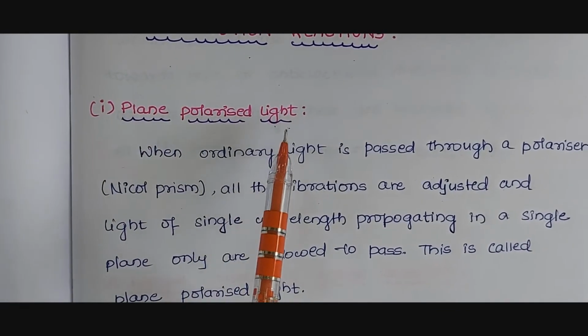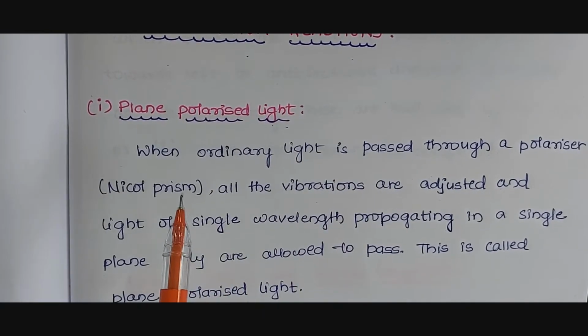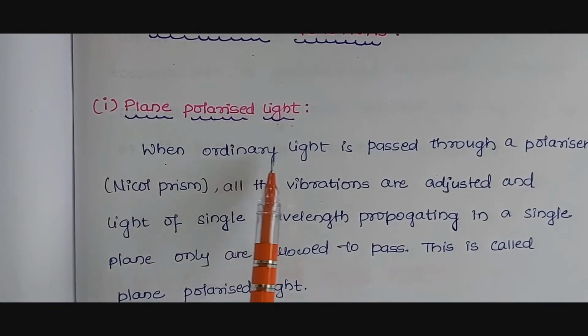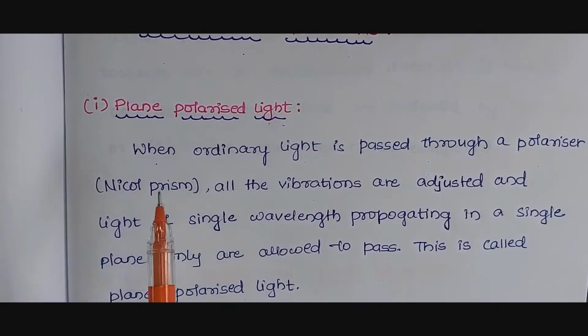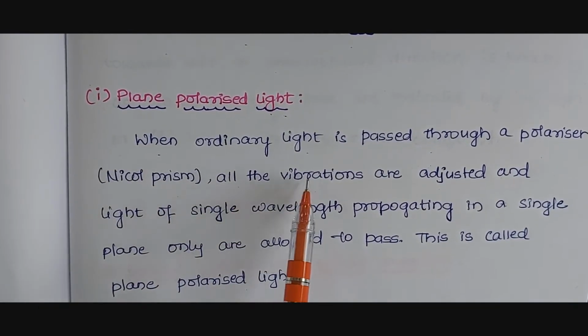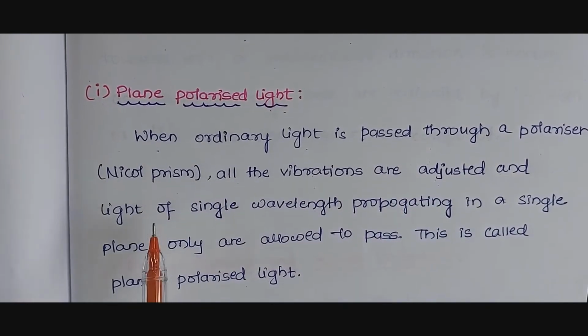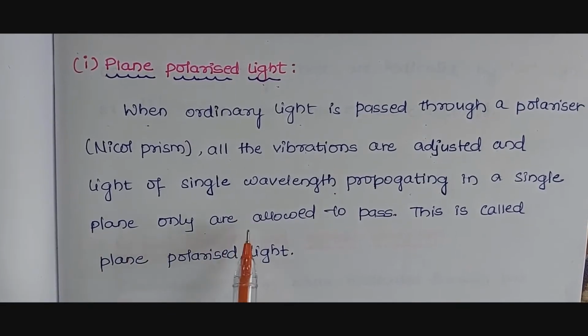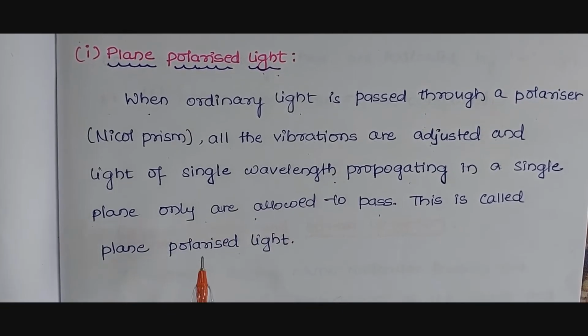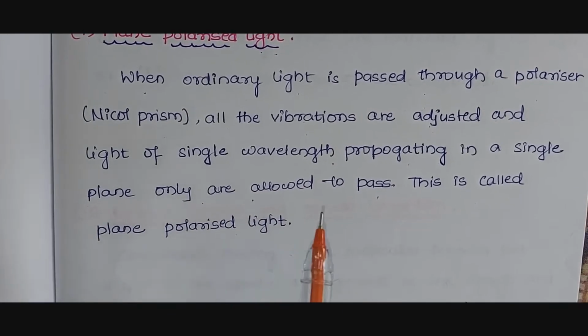When an ordinary light is passed through a polarizer, here a nicol prism, all the vibrations are adjusted and light of a single wavelength propagating in a single plane only is allowed to pass. This is called plane polarized light. Let us understand it with a diagram.